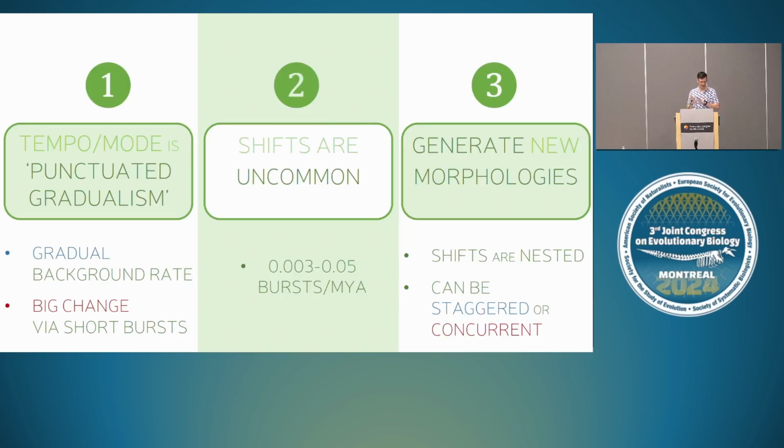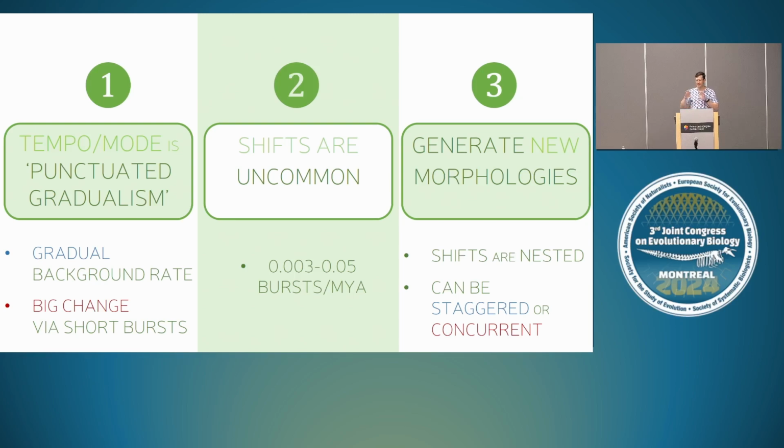So I'm going to give you my three takeaways here to think about, and then I'm going to give you one fun example to end on. The things we want to take away here are that the tempo and mode is this punctuated gradualism, where we have a gradual background rate of evolution that's happening, punctuated by bursts in evolutionary rate that result in big changes. These shifts, or these bursts, are actually quite uncommon: 0.003 to 0.005 or 0.05 shifts per million years. So they're not happening that frequently.